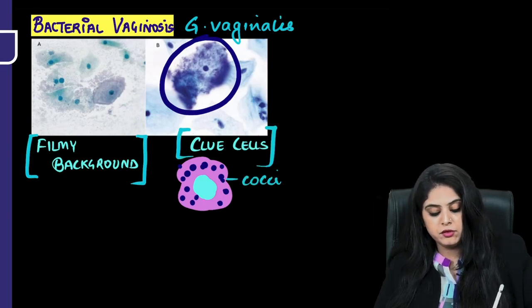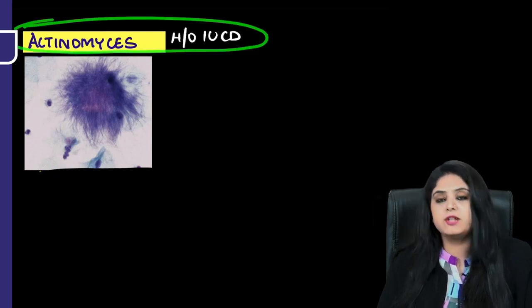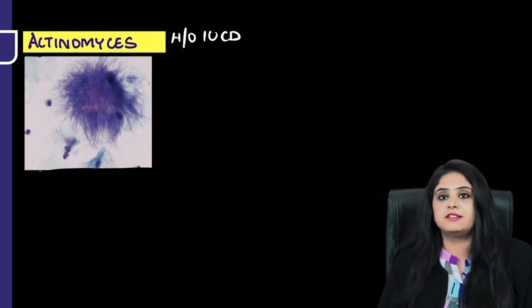You will say the reason for both of them is going to be cocobacilli. Coming to the next infection. With this, you will always get a history of intrauterine contraceptive device, and that is actinomyces.